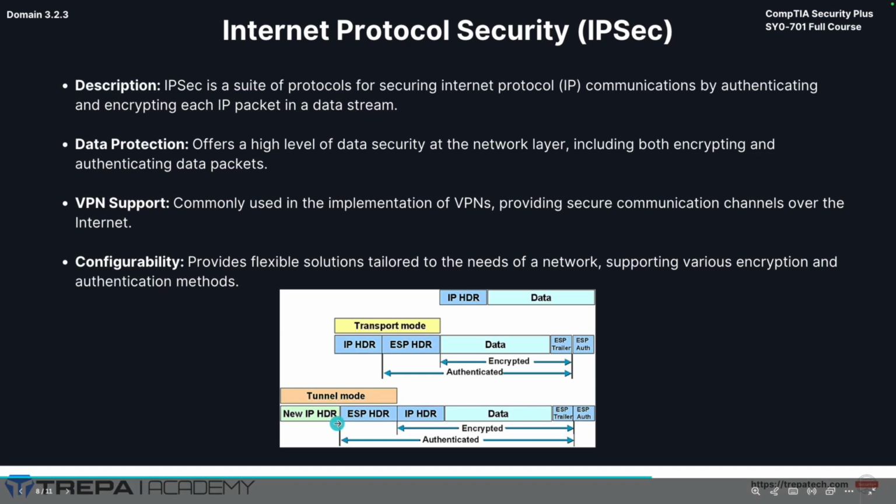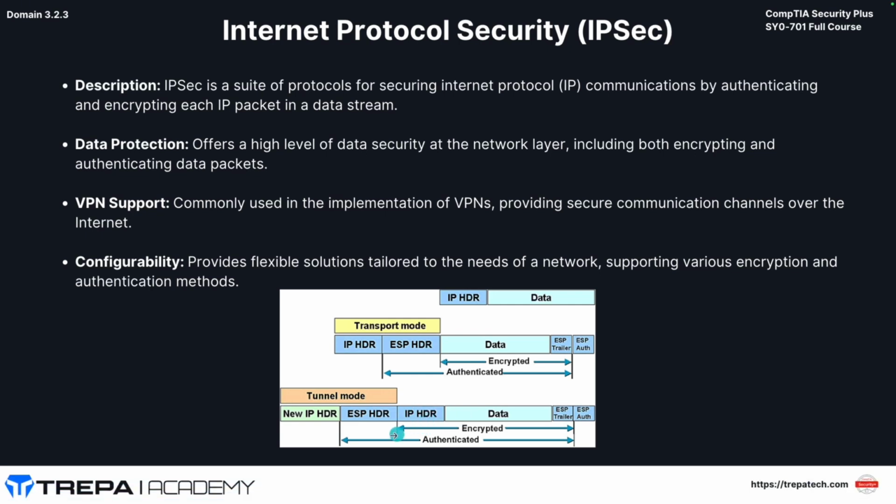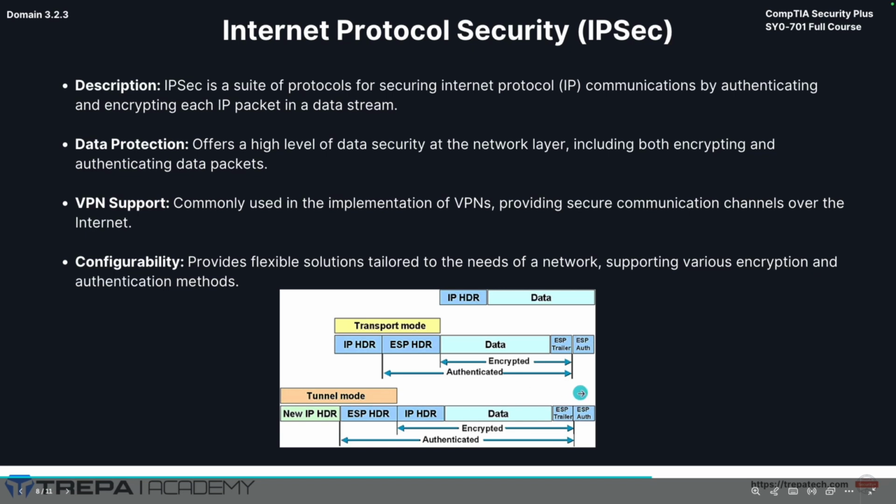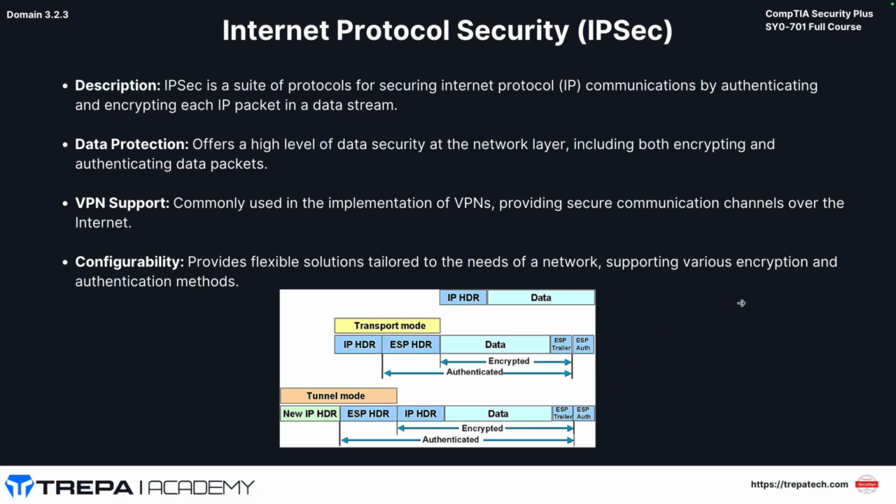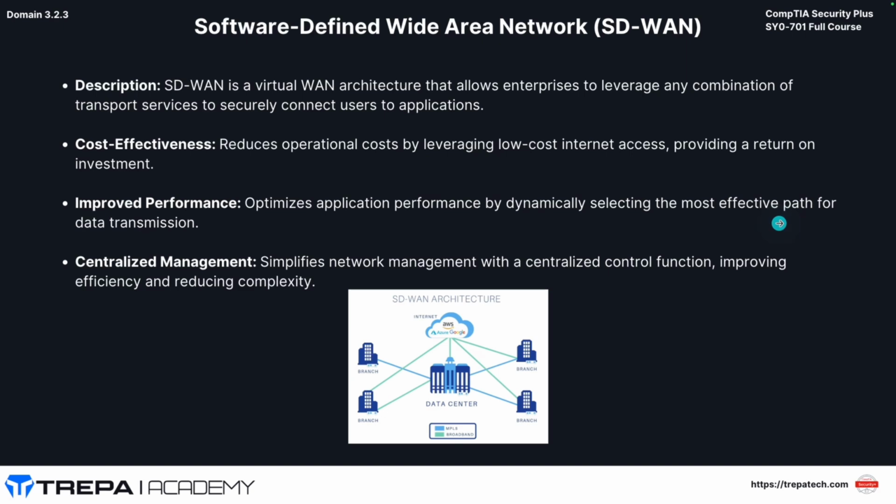And then we have tunnel mode, which is actually going to add an all-new IP header that's going to mask the original IP header and also encrypt the original IP header, okay? And then we still have that ESP header as well, providing authentication. So this is VPN support. This is how we configure VPN site to site. One of the ways we do site-to-site VPNs.